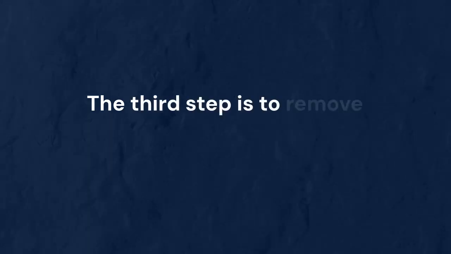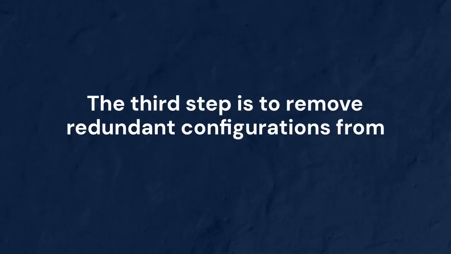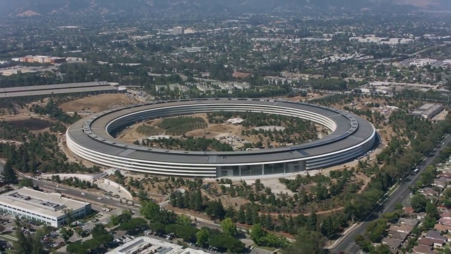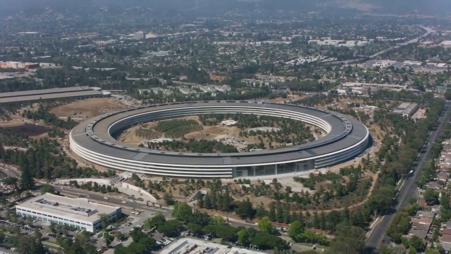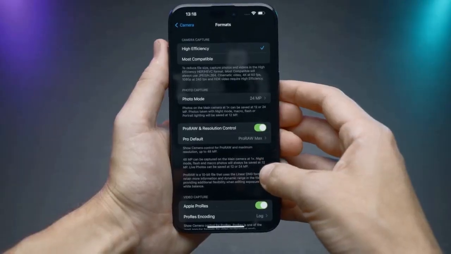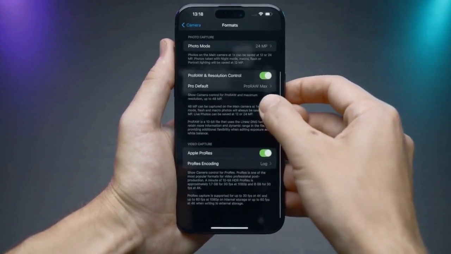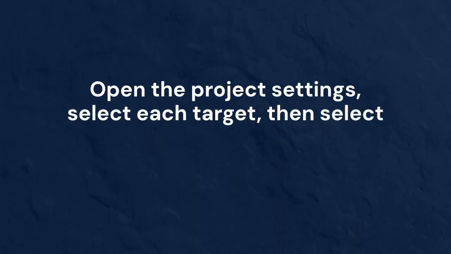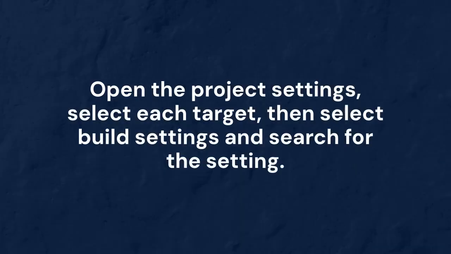The third step is to remove redundant configurations from Xcode. Once you've integrated your custom settings into the podfile, remove the corresponding settings from your Xcode project's build settings. This prevents conflicts and ensures that CocoaPods is the single source of truth for these configurations. Open the project settings, select each target, then select build settings, and search for the setting.